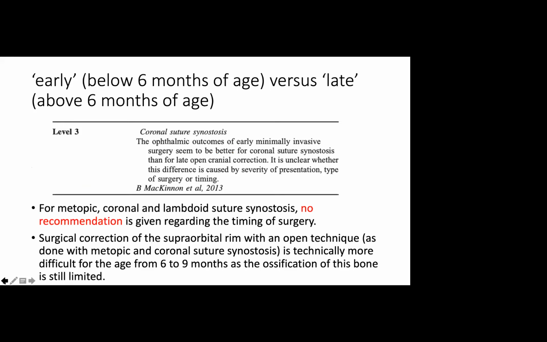So how about the timing of the surgery? There are no recommendations given regarding the timing of surgery. Frontal-orbital advancement is technically more difficult for the age from 6 to 9 months old, as the ossification of the bone is still limited. So usually the frontal-orbital advancement is done later, after 9 months old.